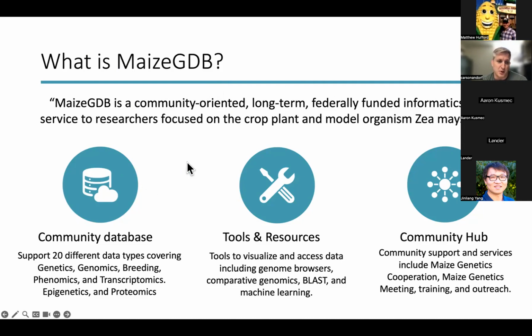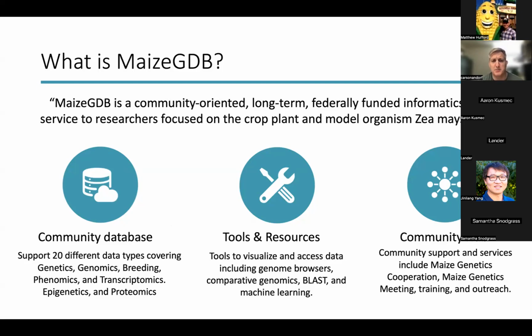We have three major components. We have the community database. There's been a community database for maize for probably a little over 30 years now in one form or the other. We've supported over 20 different data types over the years. Our current focus is mostly on genetics, genomics, and breeding data sets, but we do have phenomics and transcriptomics. We're getting more and more epigenetics data sets, and over the past couple of years, we've started to incorporate some more proteomics data.